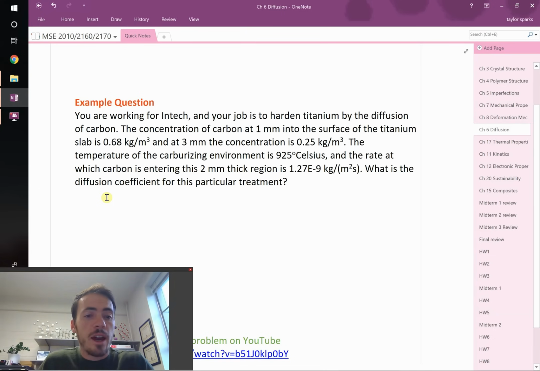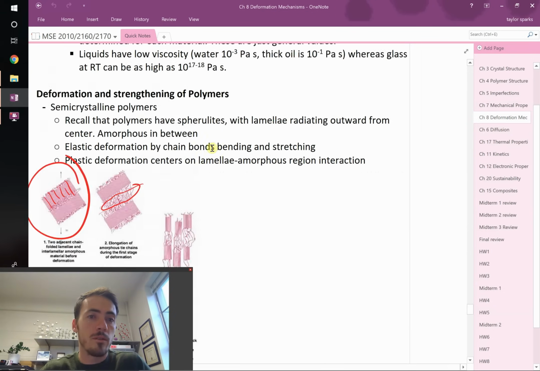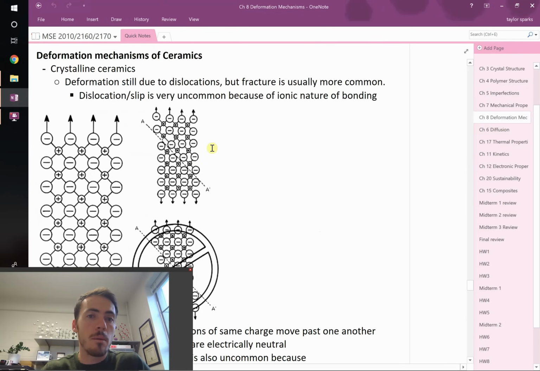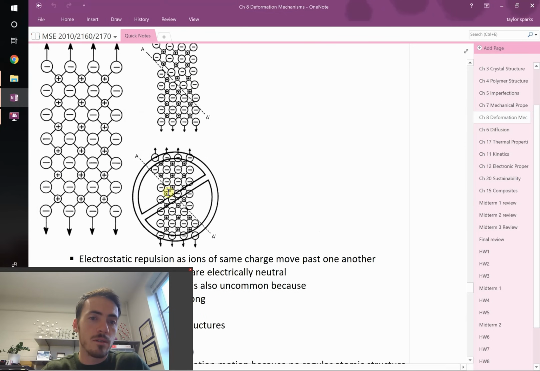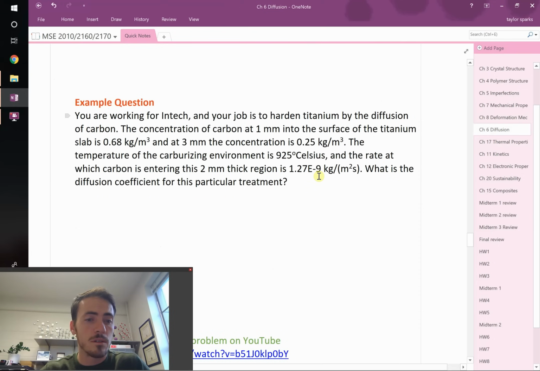Now you've got an anion and a cation, and anytime you have an anion and a cation, if we go back to our chapter 8, where we learned about the deformation mechanisms in ceramics, you remember that you had to have the positives slide past the positives, the negatives slide past the negatives. That costs a lot of energy, and so these things just don't slip very well. So for one thing, it's probably going to be harder because there are no acceptable slip systems.